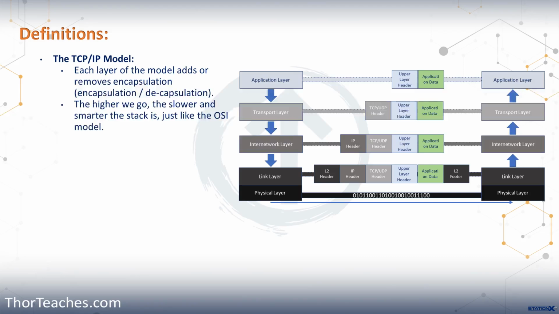So for each layer of the TCP/IP model or the OSI model, we add or remove encapsulation, that is called encapsulation or decapsulation, and the higher up the stack we go, the slower and the smarter the stack is. This is true for both models.